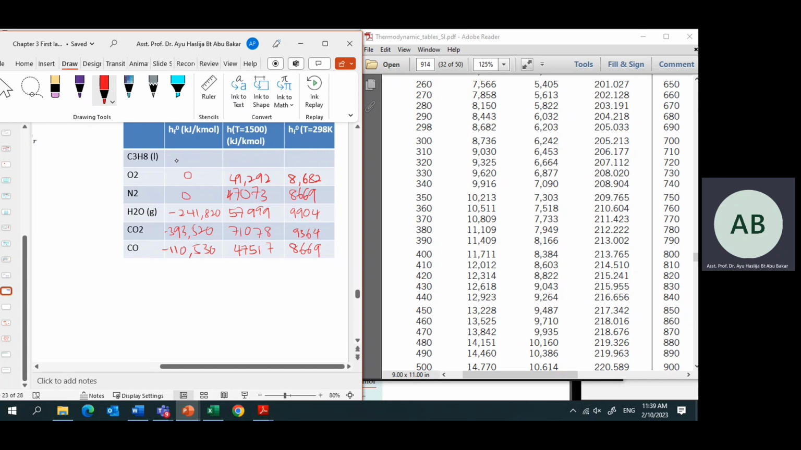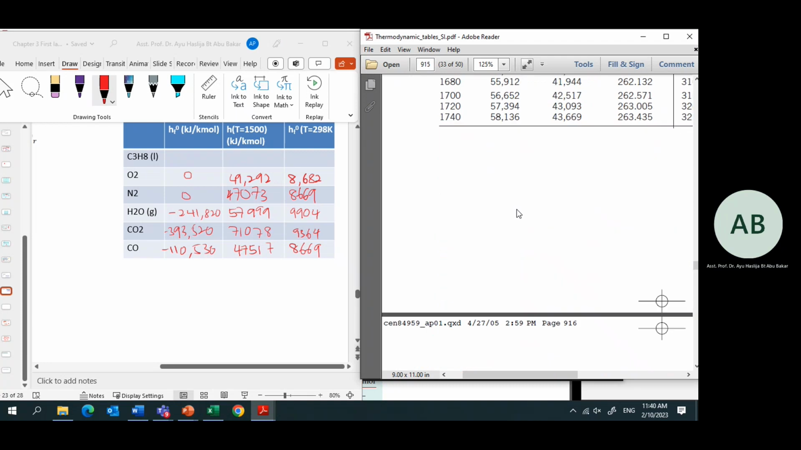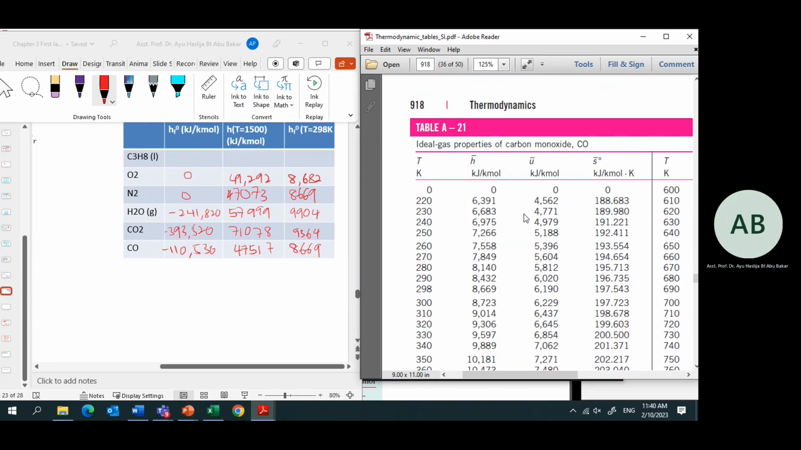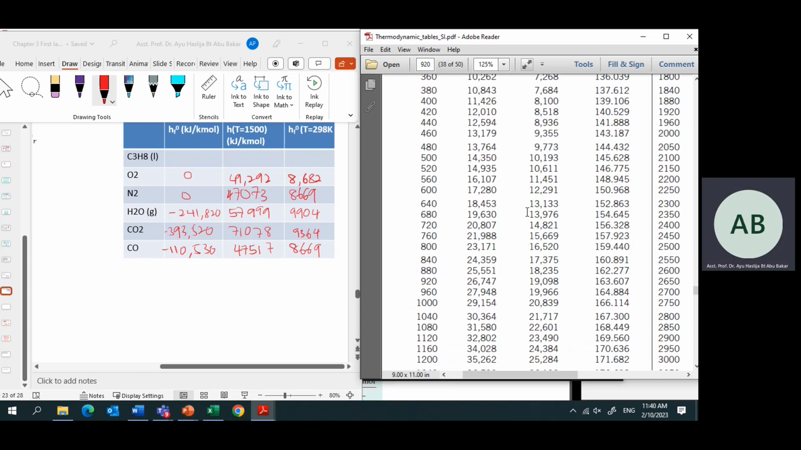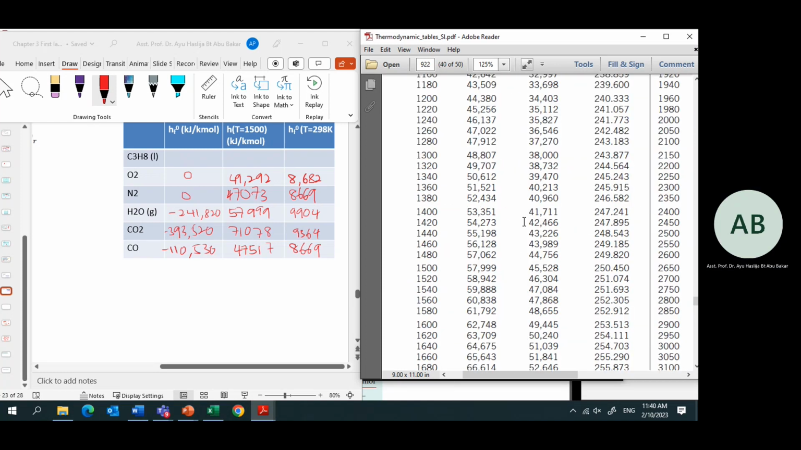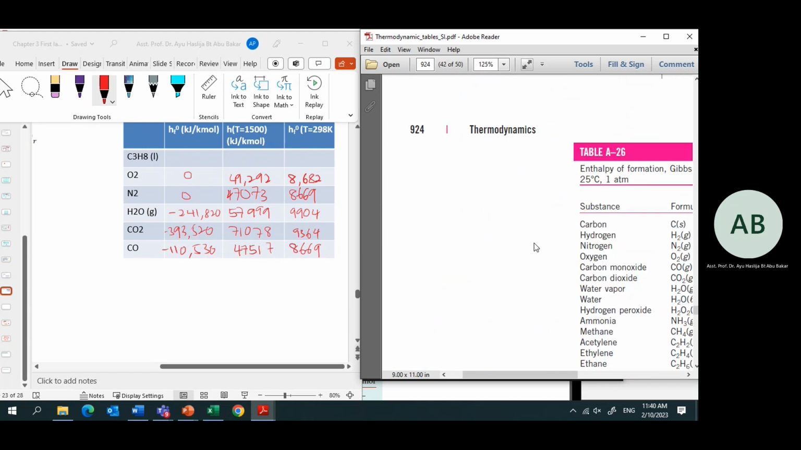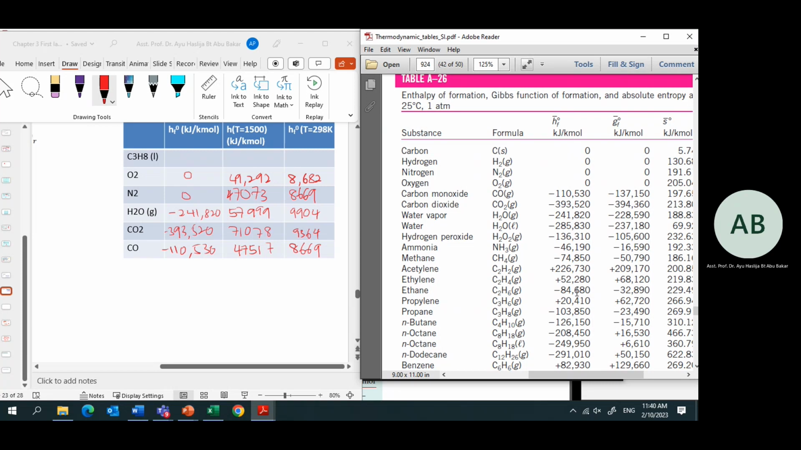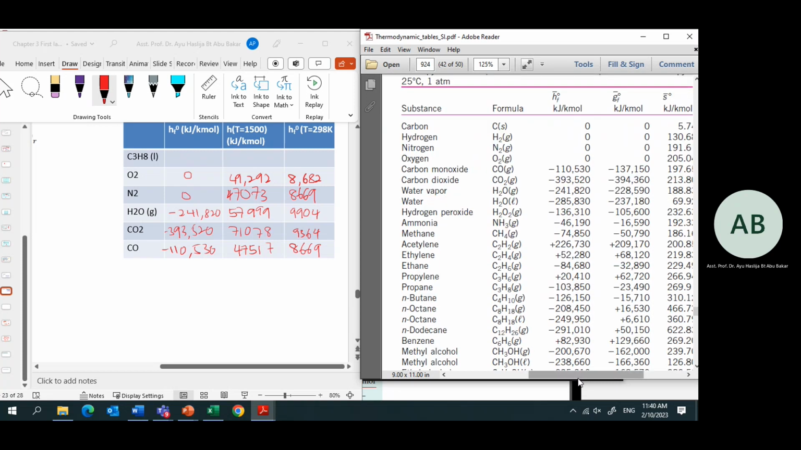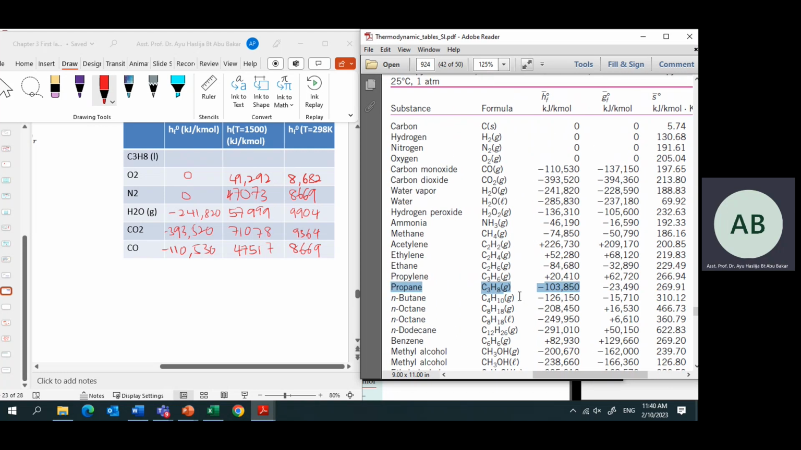HF for liquid propane. We know HF; we can obtain the info from the table. Which table? HF. A26. Okay, propane is here in A26. HF is 1035850. But this one is in gas.